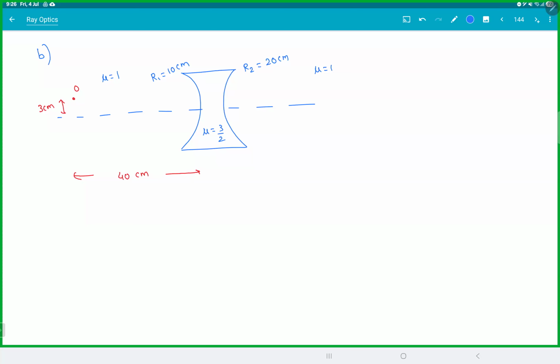Focal length is -10. 1 by f, mu lens is 3 by 2, mu medium is 1, 3 by 2 minus 1. Here also again same logic. R1 will always be negative, R2 will always be positive. R1's center is on the left hand side, R2's center is on the right side. This is 1 by -10 minus 1 by +20. Check the signs. C1's center is left side and C2's center is right side. So R1 is negative and R2 is positive. This will be half and that would be -3 by 20. Focal length is -40 by 3.